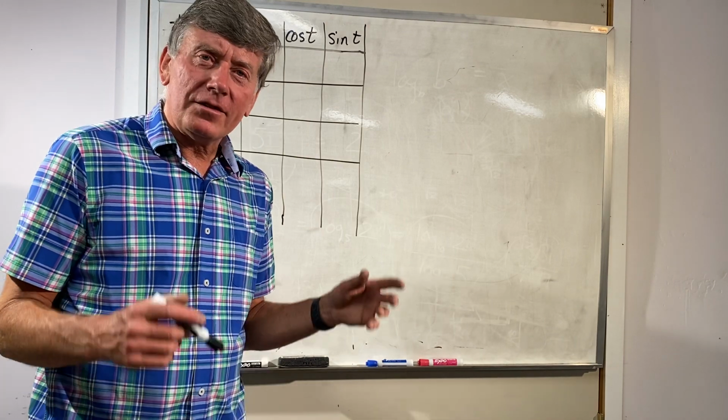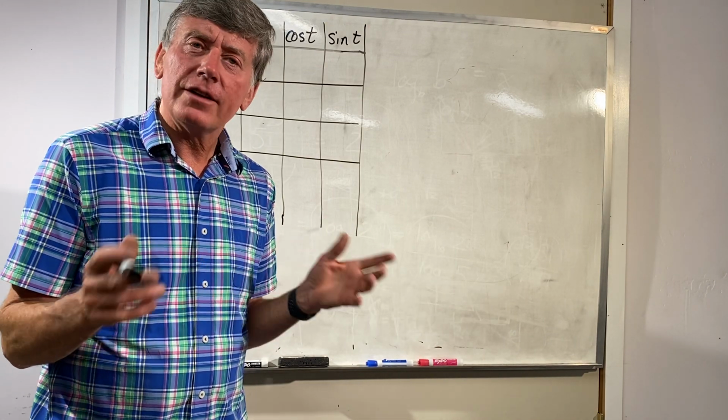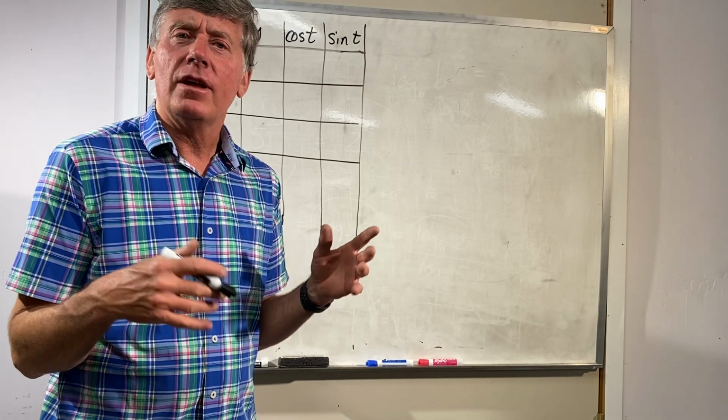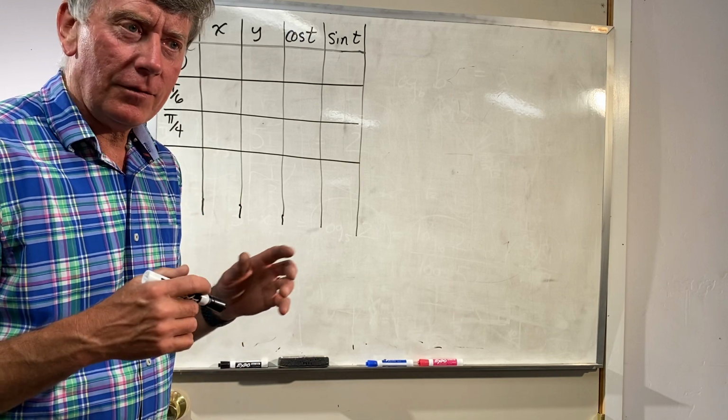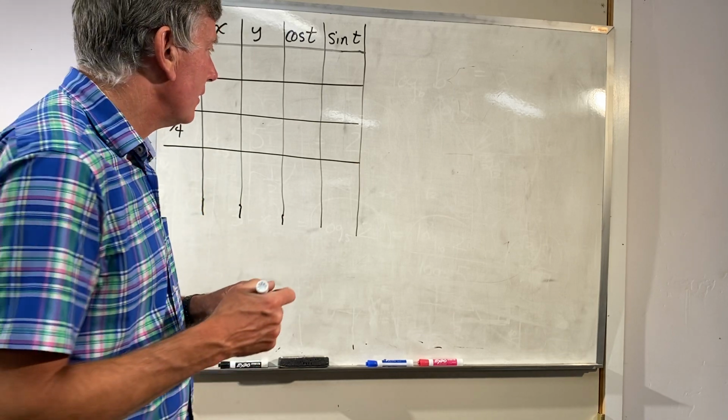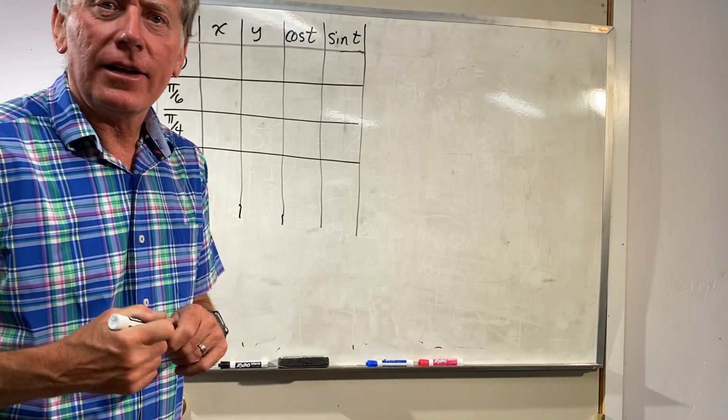By popular request, I'm going to go over basic trig function values, the coordinate values that we get. And I'm going to use those two triangles that we have.